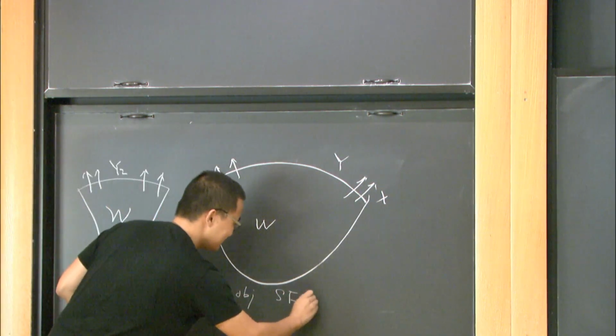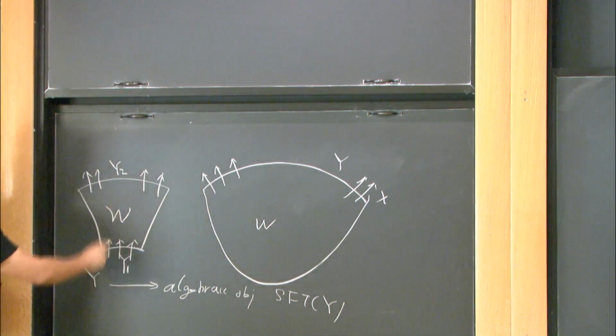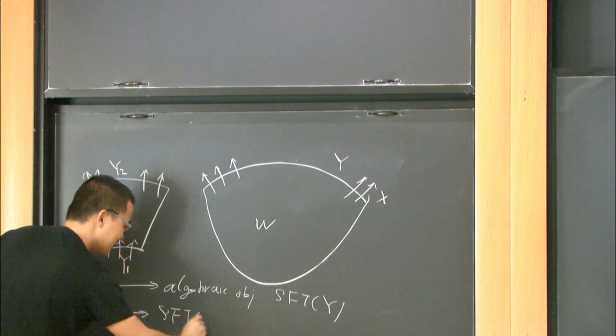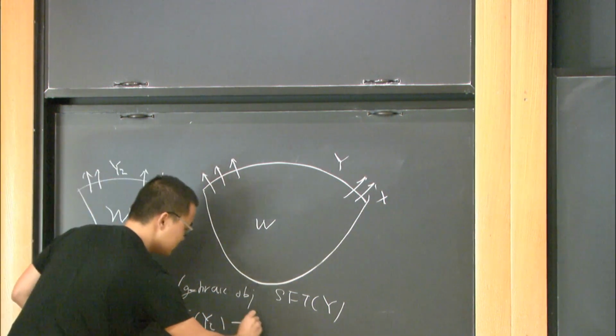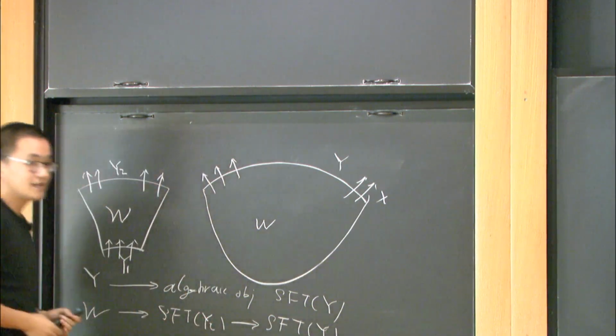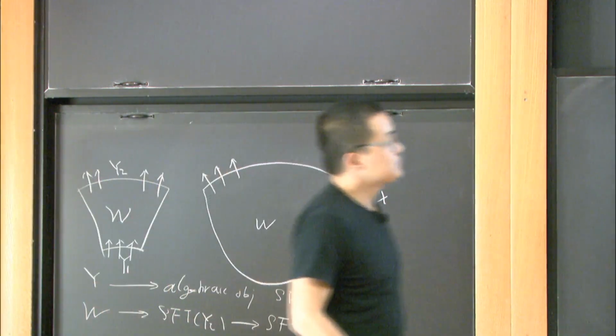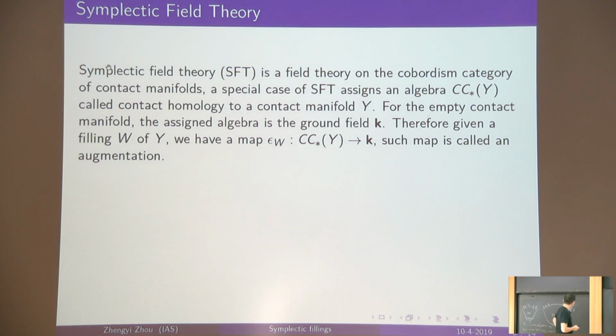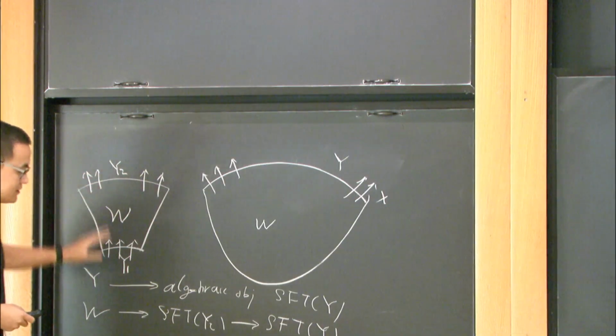It's called asymptotic SFT. And for every cobordism, you have a map from the asymptotic SFT of Y2 to SFT of Y1. So this makes it suitable to study in this category. And there's a special case I'm going to talk about that is very interesting, called contact homology. It basically assigns an algebra to every contact manifold and an algebra map to every cobordism. It's actually a differential graded algebra if you assume some additional condition for the cobordism.